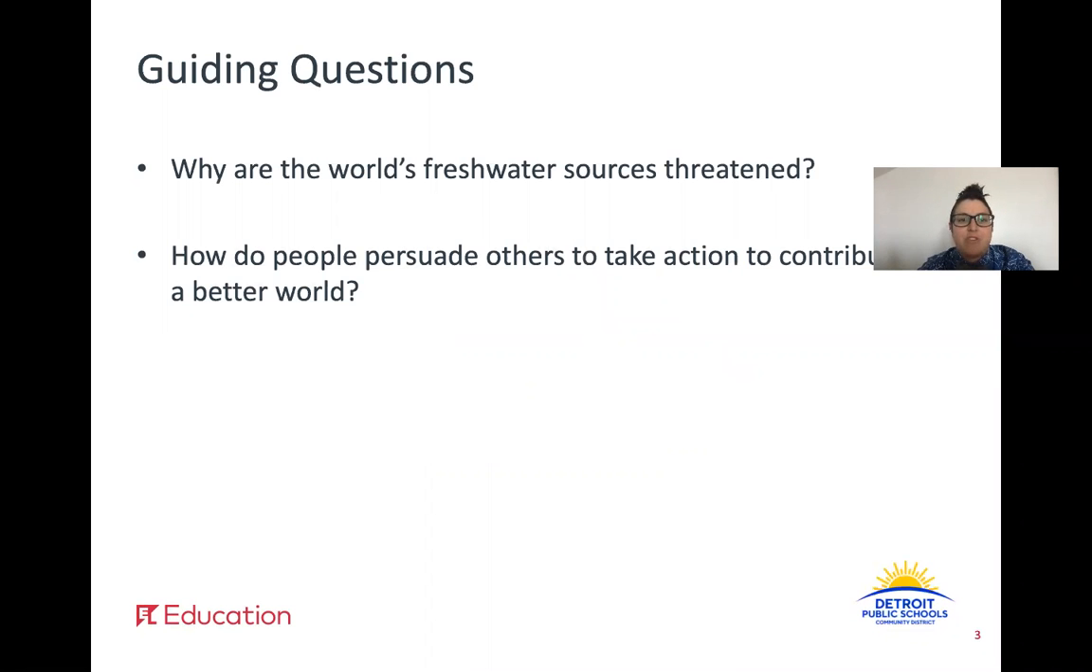Remember our guiding questions. These two questions will help guide your thinking and learning throughout this unit of study. Why are the world's freshwater sources threatened? And how do people persuade others to take action to contribute to a better world? Remember, persuade means to convince or cause someone to believe in something.